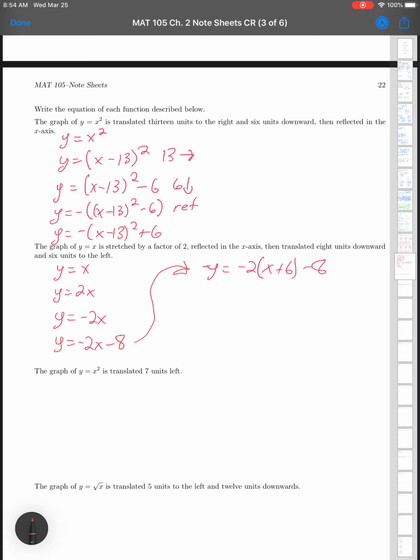I couldn't do that here. I mean, I could have simplified this if I wanted to write it differently, but I would have had to multiply out this squared on the first problem, which is more hassle than it's worth. But here I can just go and distribute. So this would be y equals negative 2x minus 12 minus 8. So that would be y equals negative 2x minus 20.